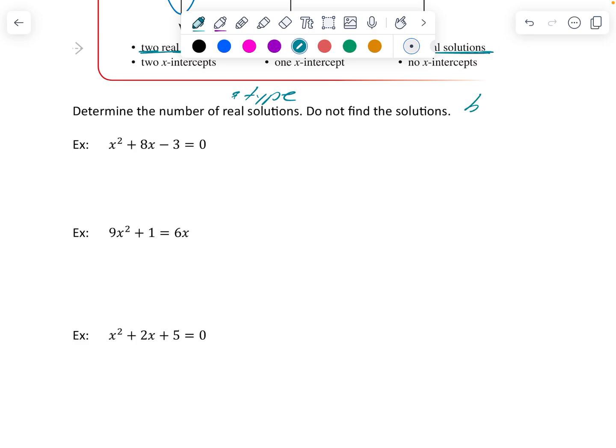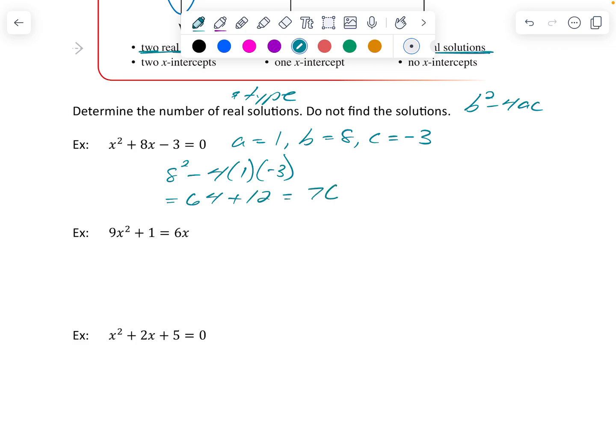And so remember, this is the b squared minus 4ac, the part that's in the square root. So here, a is 1, b is 8, c is negative 3. So b squared minus 4ac is equal to 64 plus 12, which is 76. Since it's positive, we know we have two real solutions, and that's my answer. That's it.